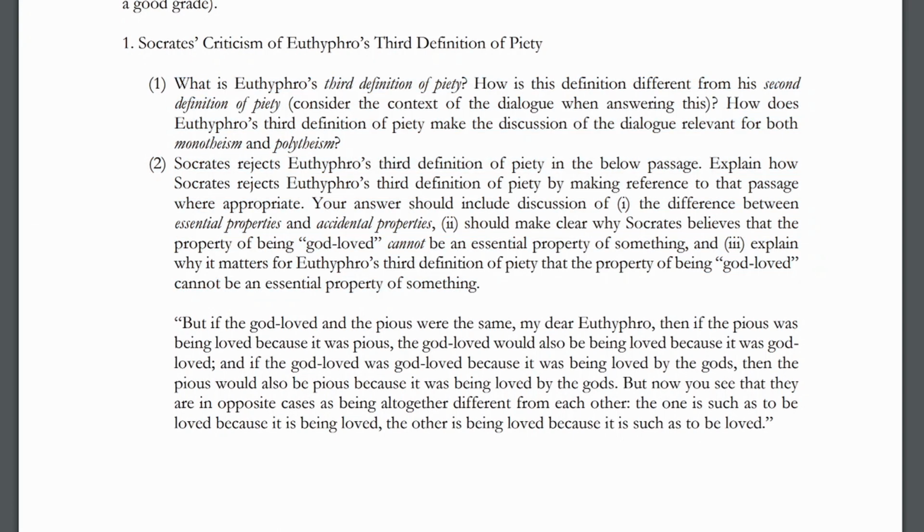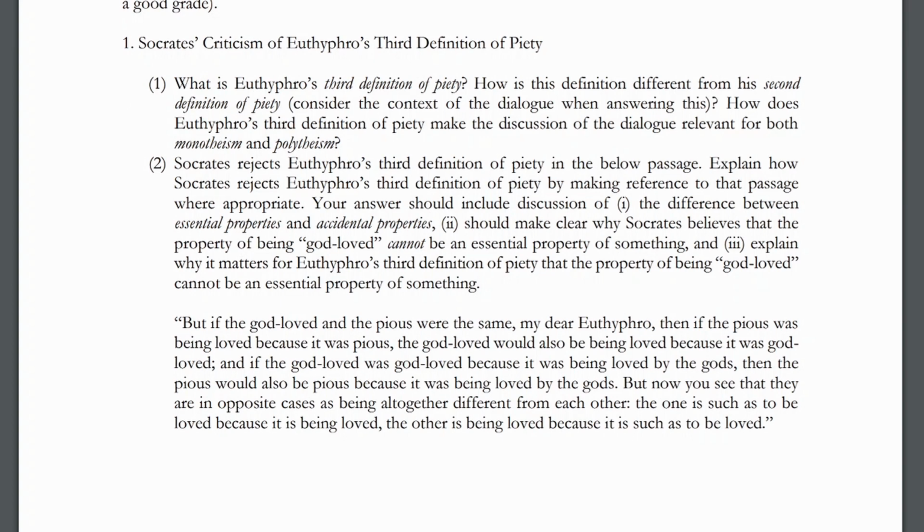And in addition, every single part of this question in both parts 1 and 2, I'll have a certain number of points in mind. So for instance, the first part of the question says, what is Euthyphro's third definition of piety? There will be a certain number of points I'll have in mind for you accurately addressing that point. The same with the second question. How is this definition different from his second definition? A certain number of points for that. How does Euthyphro's third definition of piety make the discussion of the dialogue relevant for both monotheism and polytheism? A certain number of points for that, right? So I'll be looking to see that you answer explicitly and separately each of these 3 questions in part 1.